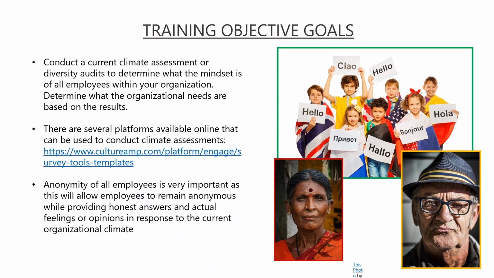Anonymity of all employees is very important, as this will allow employees to remain anonymous while providing honest answers and actual feelings or opinions in response to the current organizational climate. What good is an organizational climate assessment if you're going to use names or particular answers to provide results that could be biased or skewed?